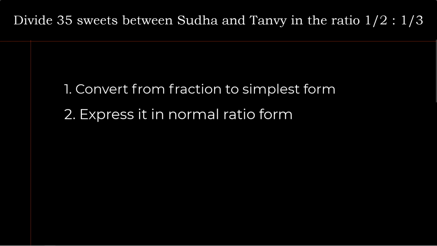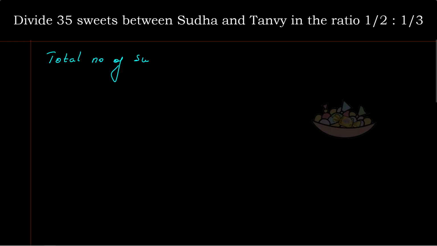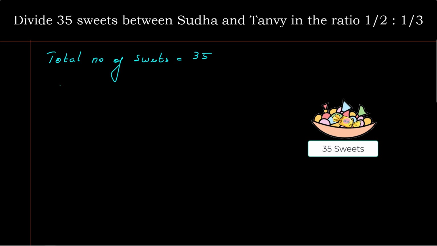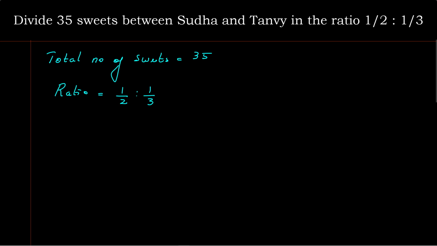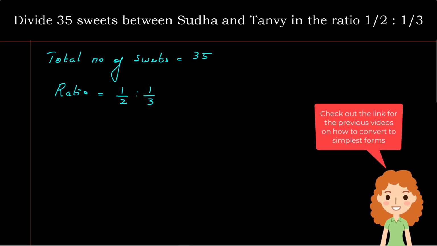So what's the total number of sweets and what is the ratio given? When the ratio is given in the fractional form, it has to be converted into the simplest form. It has to be a whole number. It cannot be a fractional form. We cannot solve a sum directly using a fractional form of ratio. We have solved a couple of sums in the previous videos. I have explained how to convert a fractional form of ratio into the simplest form.